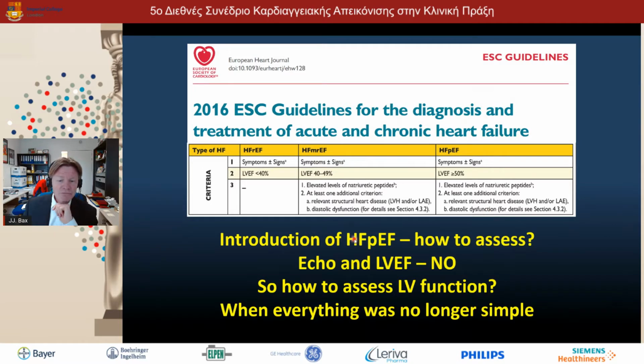Now comes the introduction of HFpEF. So how do we assess that? How do we work with it? How do we implement it in the clinics? So echo and LV ejection fraction? No. So how do we assess LV function in those patients? And I put there when everything was no longer as simple as we used to have it.